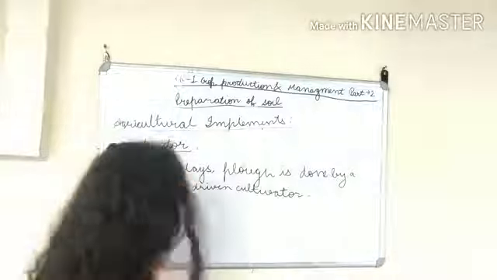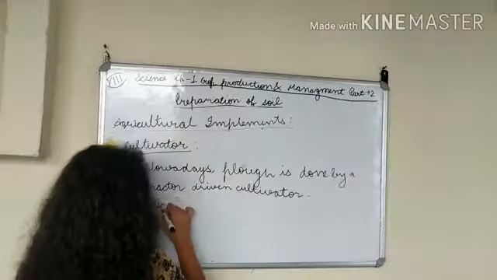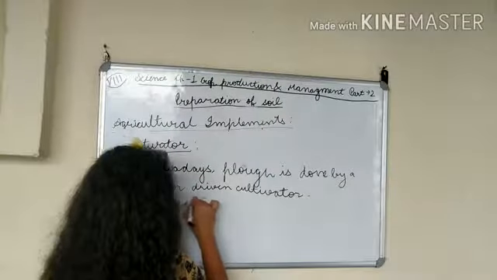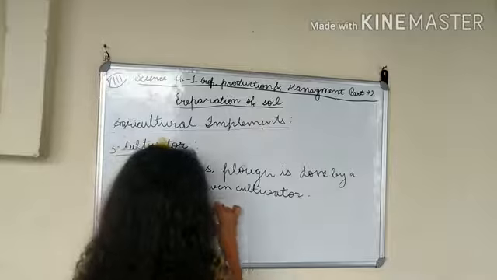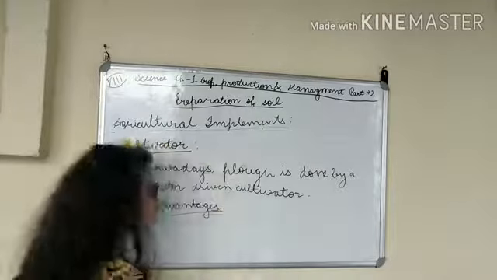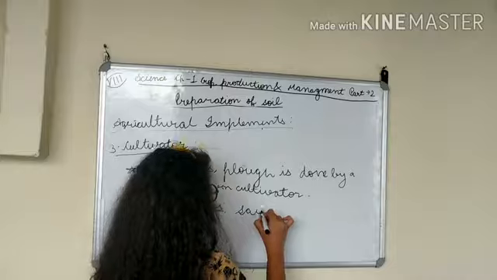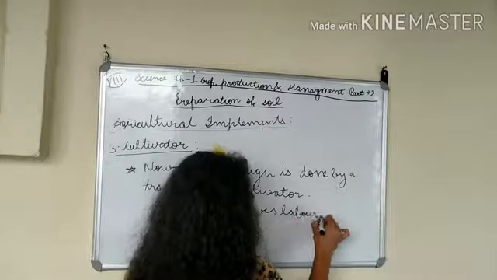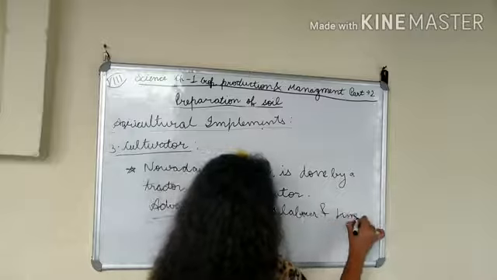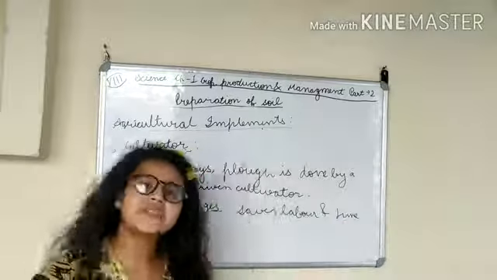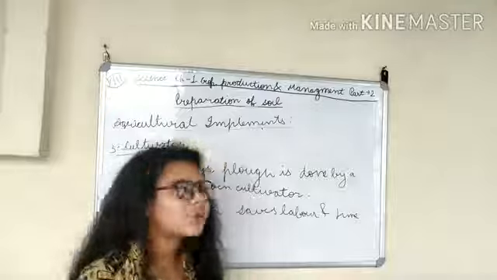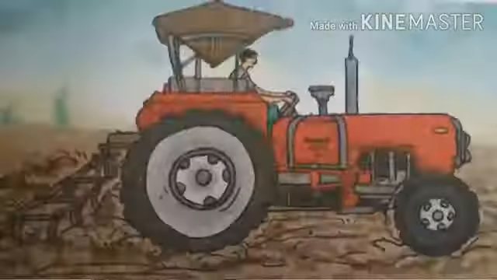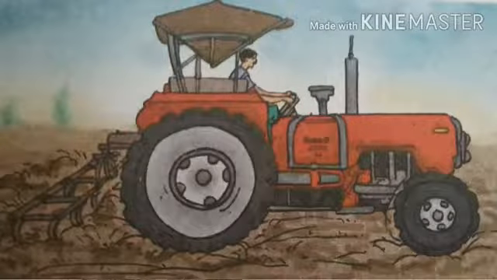What are its advantages? It saves labor and time. What does it do? It saves labor and also time. Now you can see here the picture of a cultivator. Here a tractor is seen.